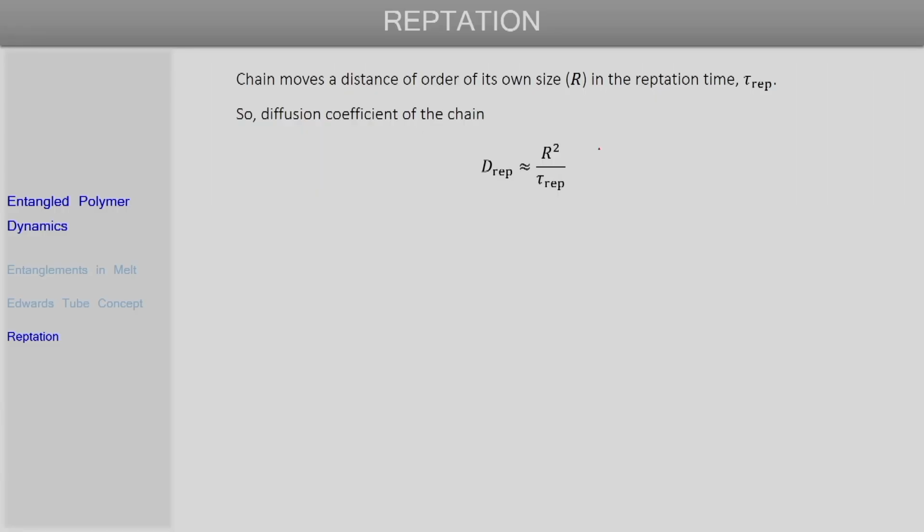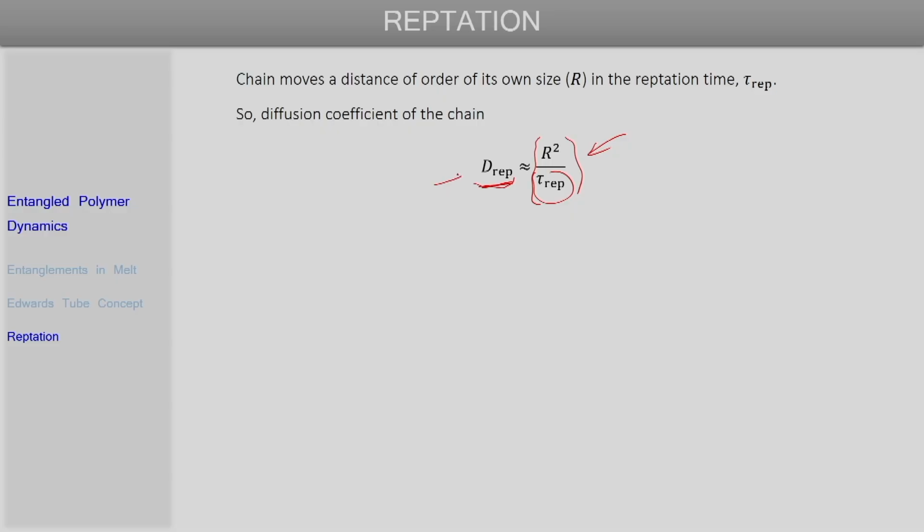So, we can get the diffusion coefficient for reptation as just R squared over tau reptation, that is what we have written here. So, the diffusion coefficient of the chain in this reptation model is just the square of some characteristic polymer size, which can be the end to end distance, divided by the reptation time. So, this is the order of the diffusion coefficient of the chain, and this diffusion coefficient corresponds to the diffusion in the entire entangled polymer melt and not inside just the confining tube.